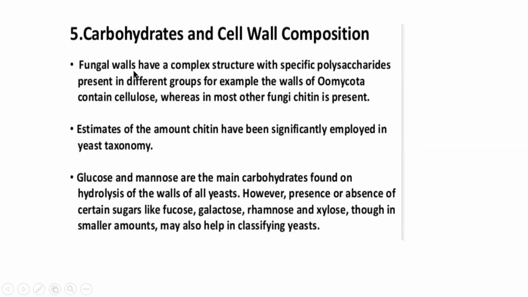Then we were talking about the carbohydrates and cell wall composition, wherein chitin plays a major role. Lower fungi contain cellulose, and if you estimate the amount of chitin, you can classify the fungi based on the amount of chitin present in the fungus. So apart from that, carbohydrates like glucose, mannose, galactose, rhamnose, xylose, the presence of all these carbohydrates also helps us to classify the fungi into their respective taxa.